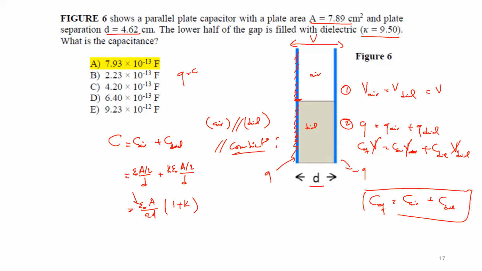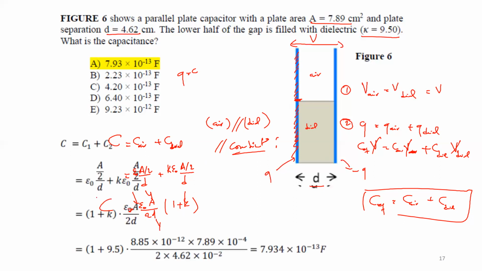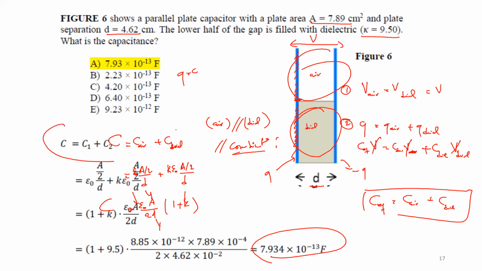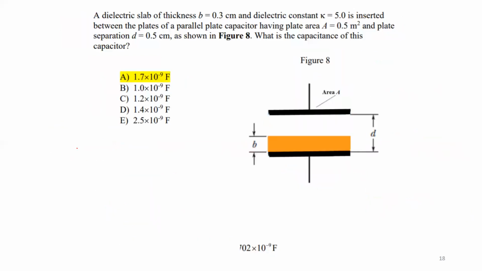I know everything. I know epsilon naught, I know A, I know D, I know kappa. My only unknown is the equivalent capacitance, and it gives me this. Okay, so bottom line, they are in parallel. Equivalent capacitance is a sum of both. On the other hand, here, they are in series. So here, what do I have?